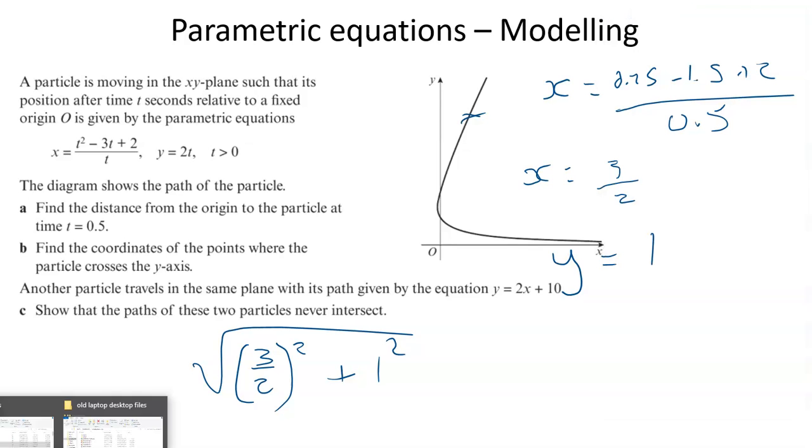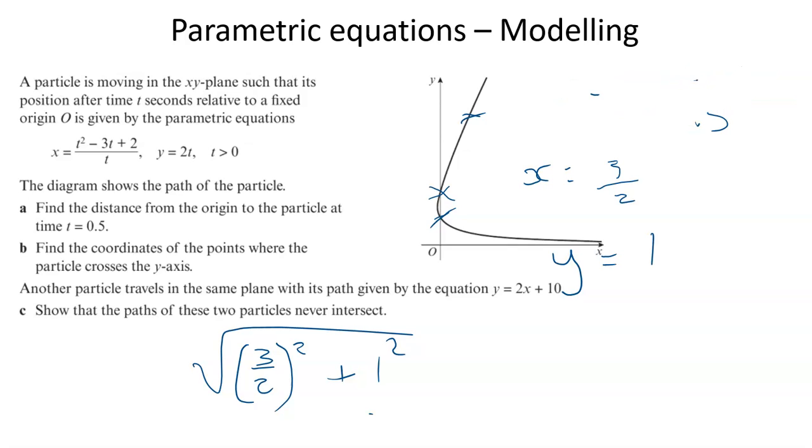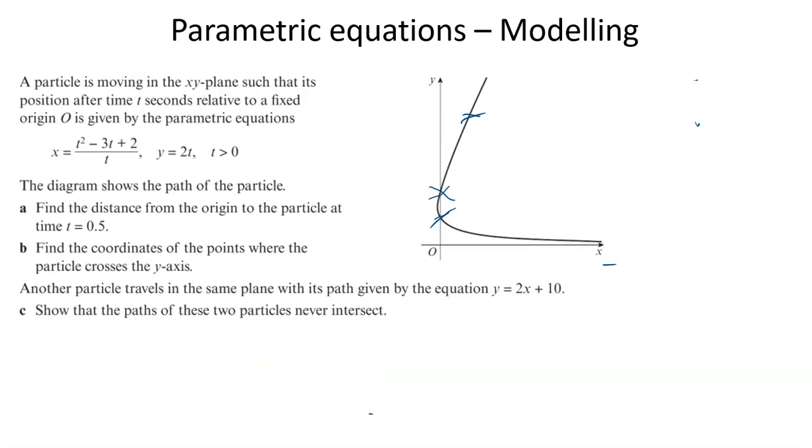Well, anyway, you'd hope. Then it says, find the coordinates of the points where the particle crosses the y-axis. We've got 2 points here that we can see, one there, one there. And we know that when it crosses the y-axis, the x value is going to be 0. So we can work that back. Can we process this? Yes, of course we can. So put 0 in here for x, and we need to know what value of t will give us x equals 0.